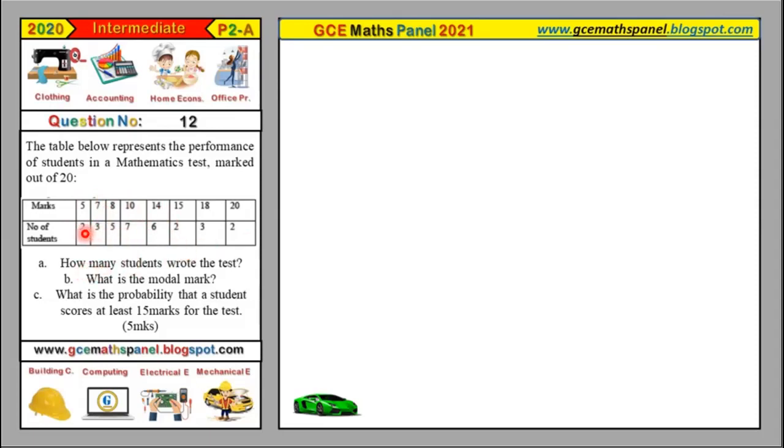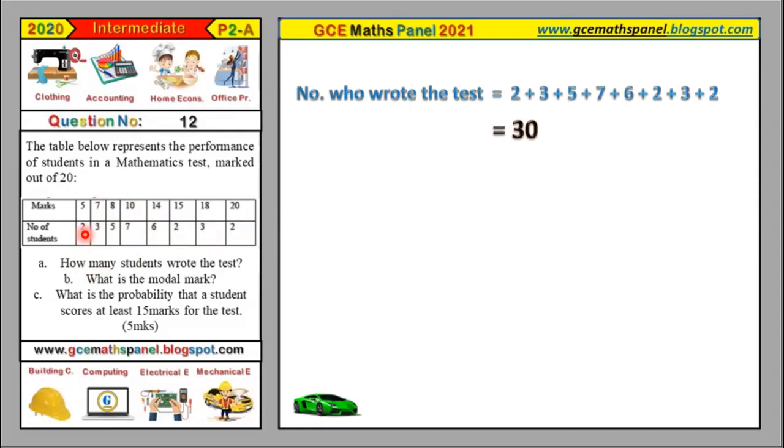The number of students who wrote the test should just be equal to the sum of all of these numbers here. That is 2 plus 3 plus 5 plus 7 plus 6 plus 2 plus 3 plus 2, and that gives us a value of 30. So 30 students wrote this test.